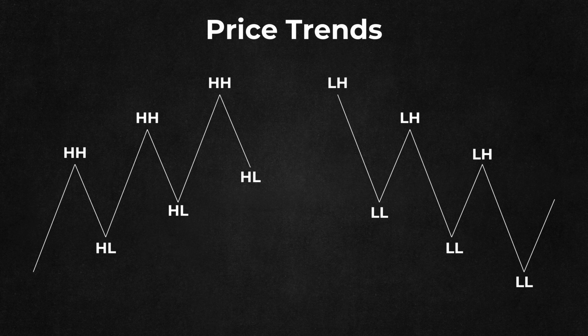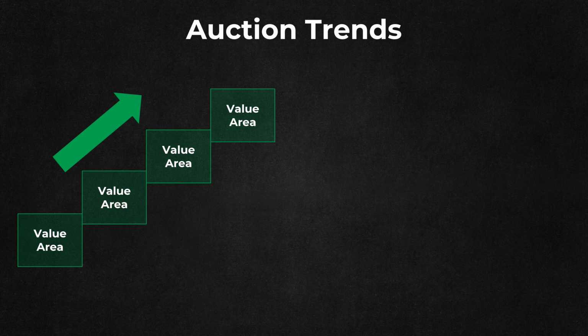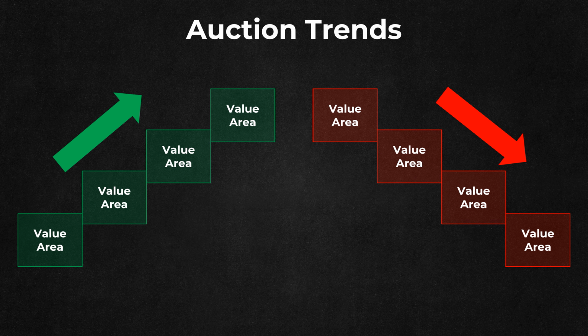An order flow trader looks at the same phenomenon from a different perspective. From the point of view of auction market theory, trends occur when the market is searching for a new area of balance. In an uptrend, the market continuously finds higher areas of balance, meaning that the perceived fair value of the market is moving upward. In a downtrend, the opposite occurs. The market keeps establishing lower areas of balance, meaning that the perceived fair value is shifting downward.